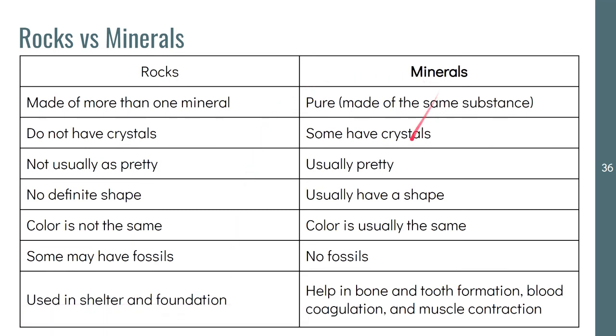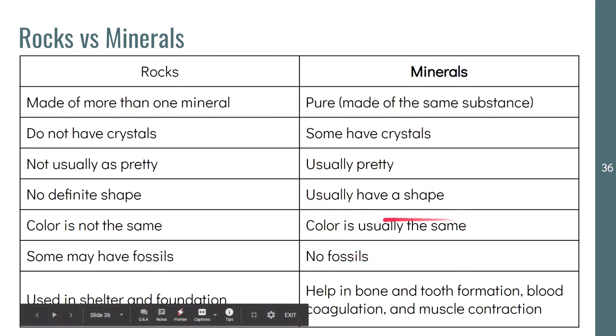While minerals, on the other hand, are made up of crystals. They are usually beautiful and pretty. They have a definite shape. The color is uniform. They do not have fossils because these are made up of chemical processes, and they are important in functions such as bone and tooth formation, blood coagulation, and muscle contraction from the human perspective.